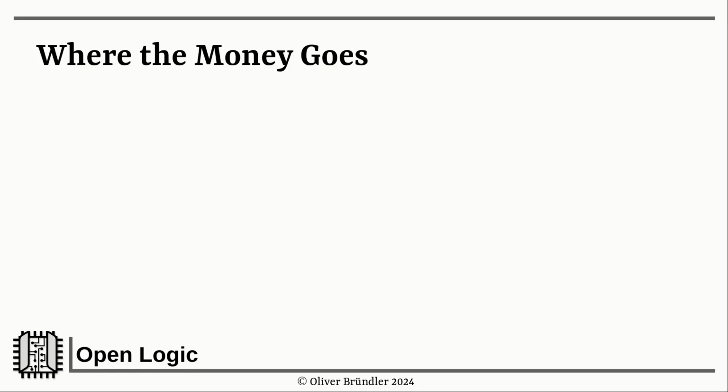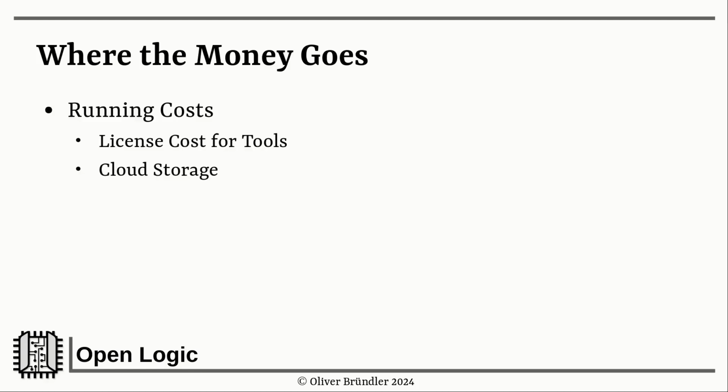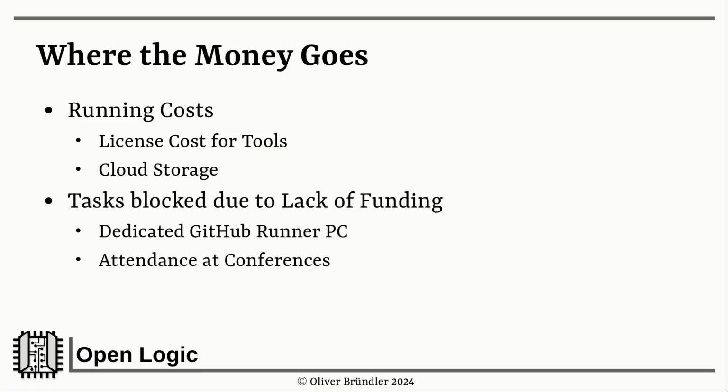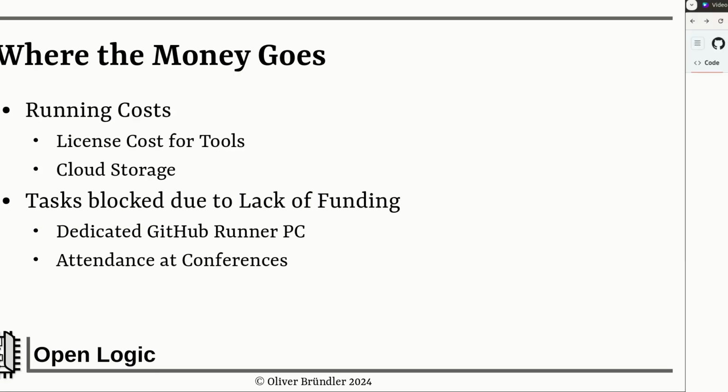Where does sponsored money go? Well, there are running costs. For example, license cost for tools like the video editor I'm using right now to edit this video. There is cloud storage, and there are several tasks blocked due to the lack of funding. For example, I would like to set up a dedicated GitHub Runner PC so we can bring synthesis and code coverage to the CI environment of OpenLogic, but for that I need money to buy a PC and to cover the energy consumption of it. And of course I would also like to attend some conferences to make OpenLogic more widely known.